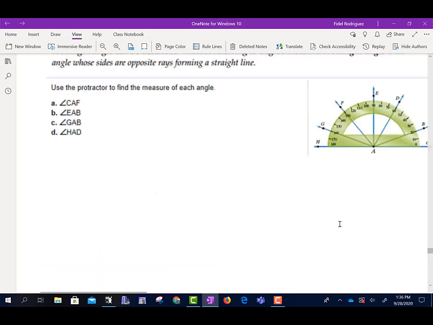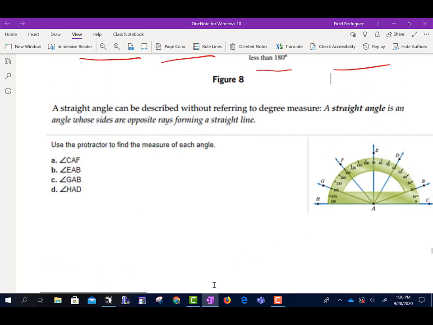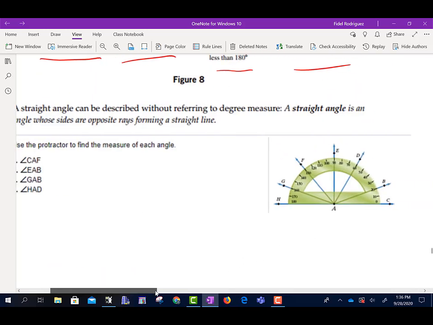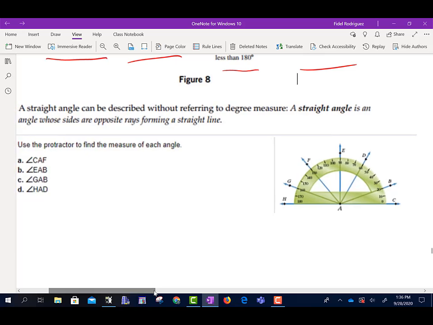There we go. Okay, much better. Now we can see what's going on here. So let's take a look at the first one.